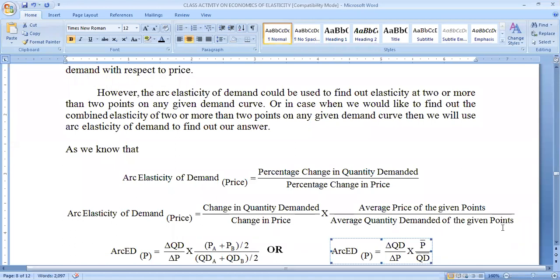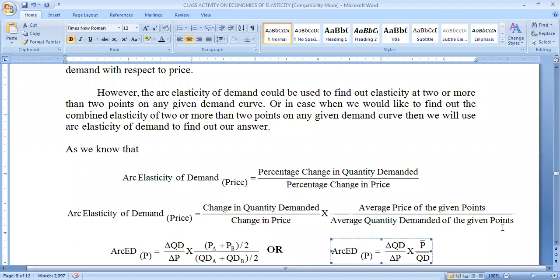Just imagine a demand curve is a downward sloping curve, and upon that demand curve, we have more than 1 point, say A, B, C. And if I would like to find out an elasticity upon all these 3 points, what I need to do? I need to add point A, point B, and point C, and then need to take an average of all these 3 points.